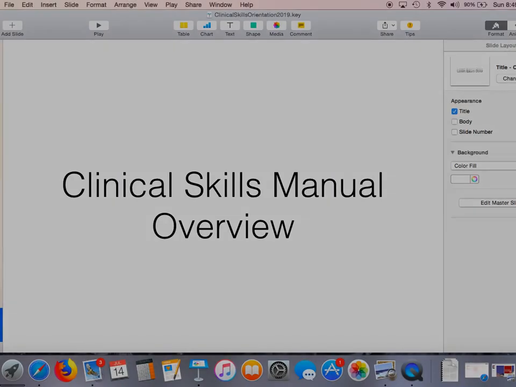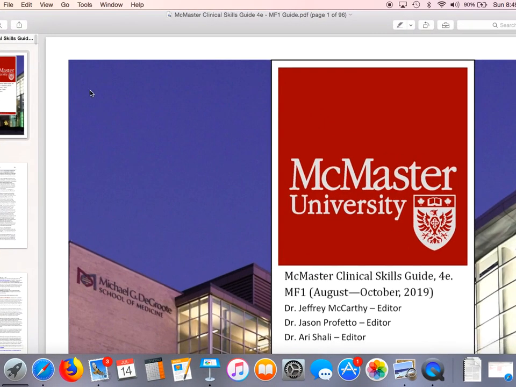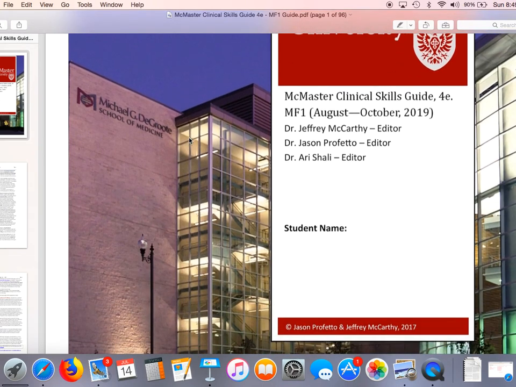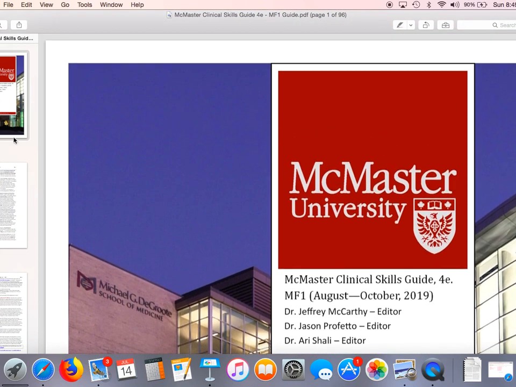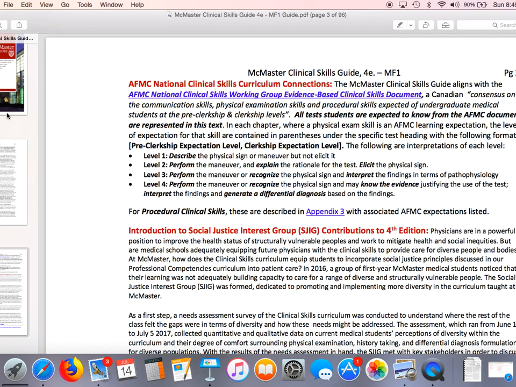So this is a point where I want to take you to the clinical skills manual, and we are here. Okay, so this is the clinical skills manual, and you'll see, for MF1, this is actually almost 100 pages long, and you can see the amount of work that's gone into it. So there's an introduction part. This is the National Clinical Skills document.